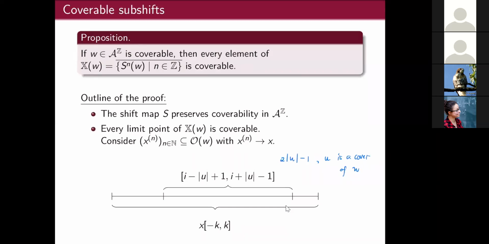So for any position I, we want it to be contained in an interval of this length. Because if we have a U-coverable word, any subword of at least this length is assured to contain an occurrence of U. And so with that, every limit point of the subshift is coverable.